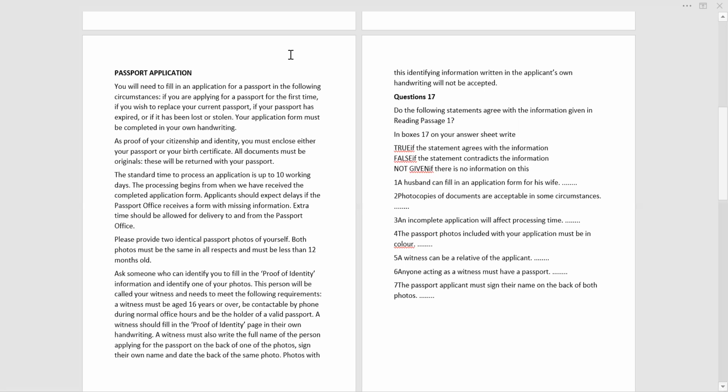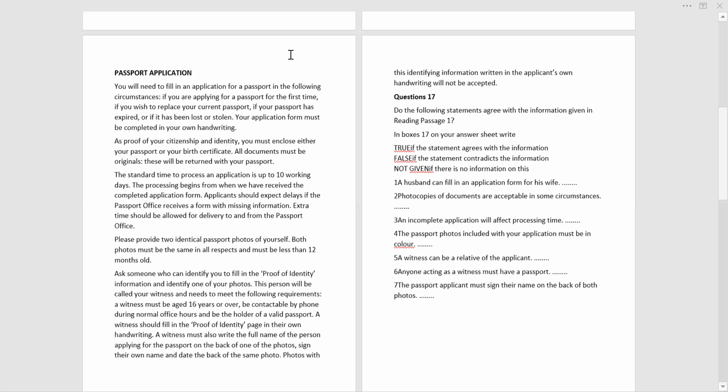So first of all, it's not the applicant who is writing the name, signing the name, right? And it is not signing the name, it's writing the full name. And secondly, it is not on the back of both photos, it is the back of one of the photos. So this is false. So these are the answers here.